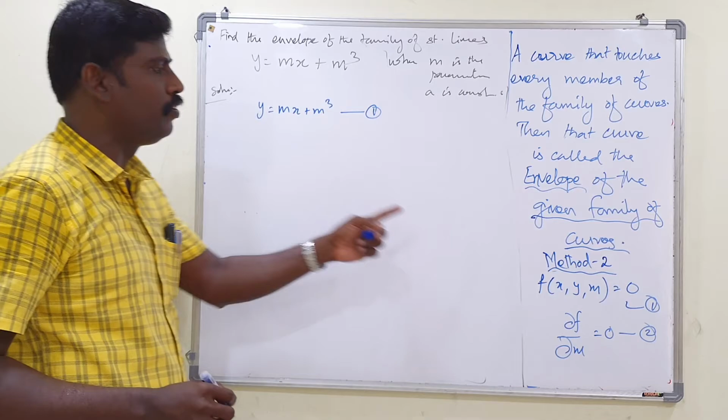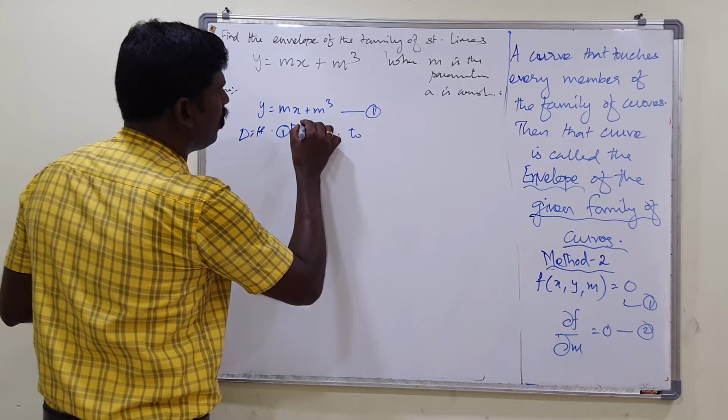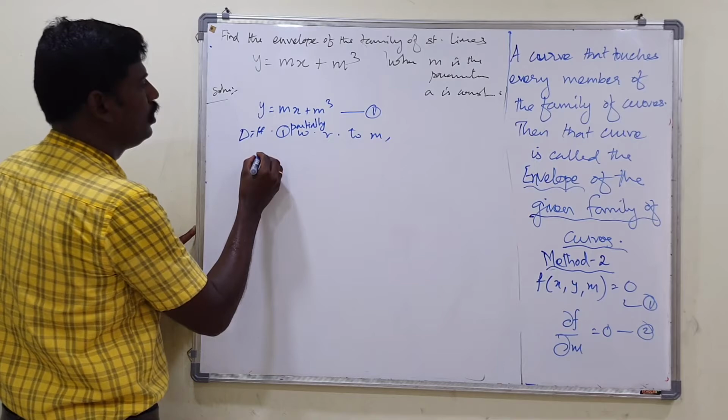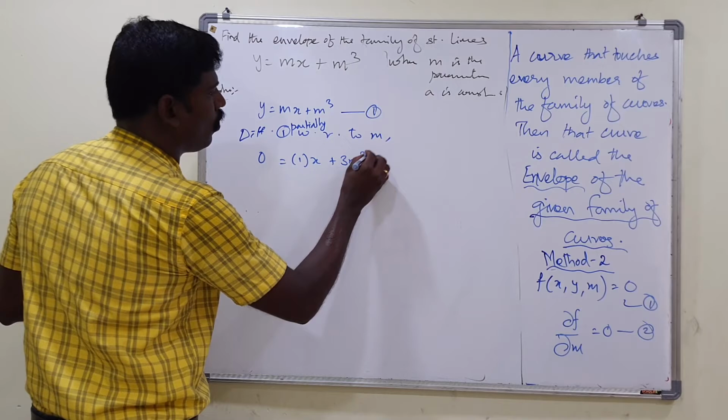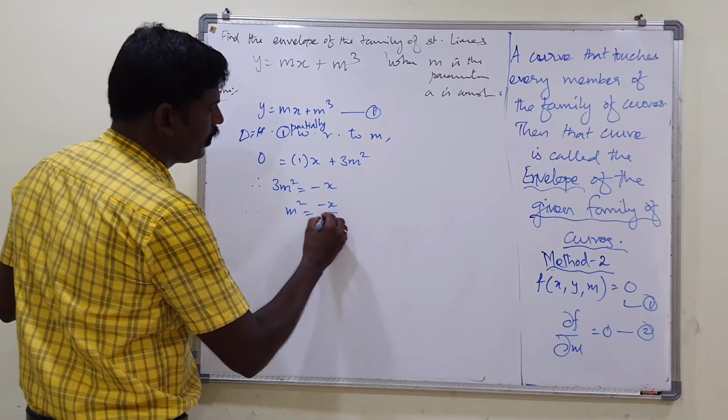So, differentiate 1 partially with respect to m. That's the most important point. Partially with respect to m. Right? So, y becomes 0, m becomes 1, 1 into x plus 3m square. Right? So, therefore, what is the value of 3m square? 3m square equals minus x. So m square is equal to minus x by 3. Is it? I call it equation number 2.